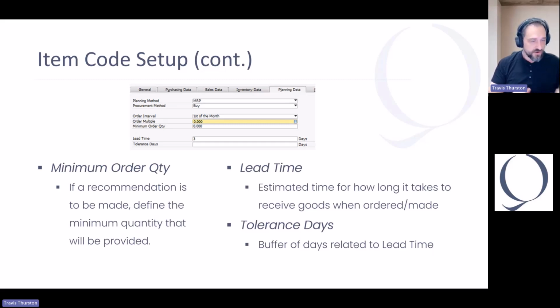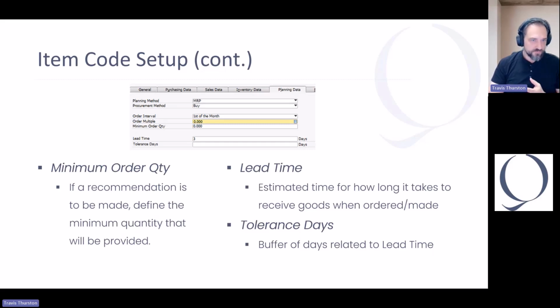That also is true for how you make things too. So your minimum order quantity might be how often when you make something do you make a certain set quantity. Then the last two are the ones that have a tendency to throw most people for a loop, which is your lead time and your tolerance days.